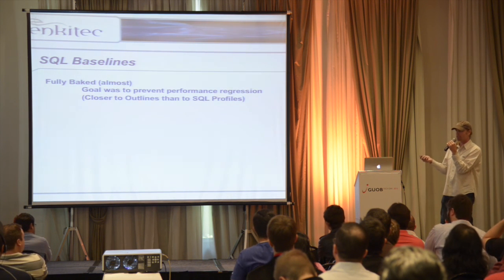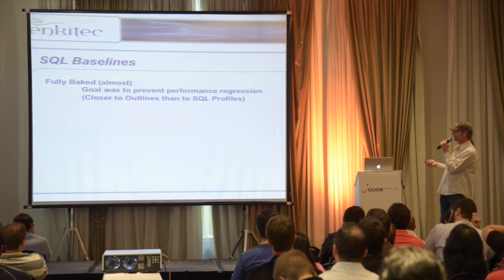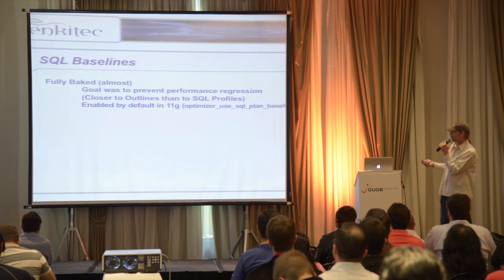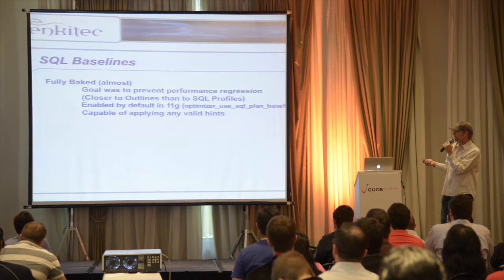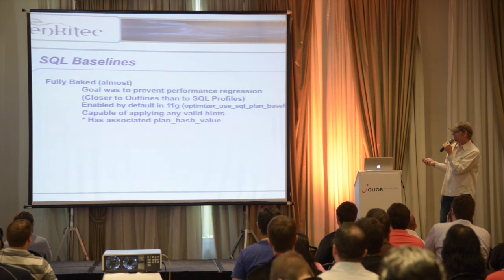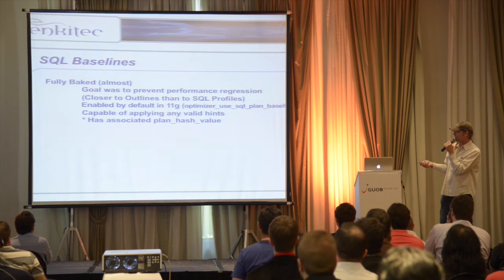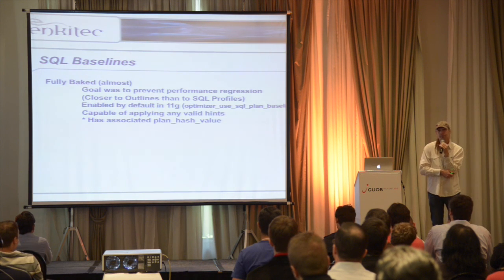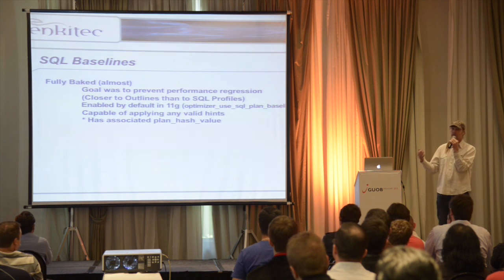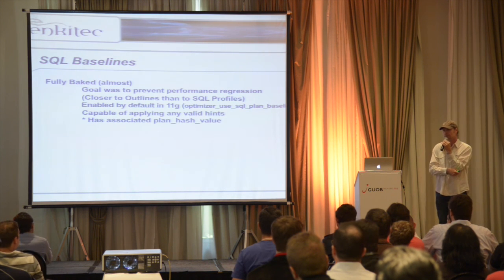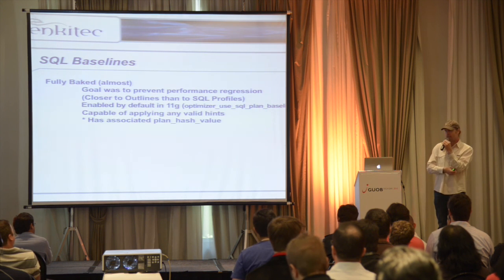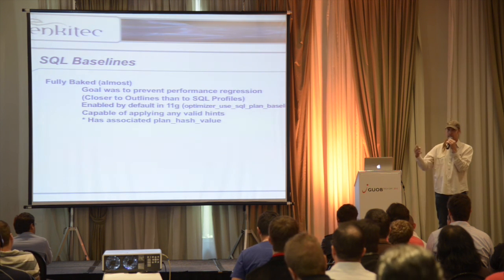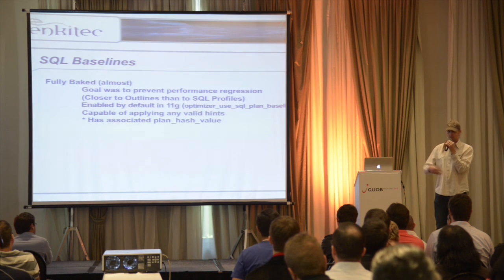So the goal is basically closer to what outlines was than it is to SQL profiles or SQL patches. They're turned on by default. They're capable of applying any valid hints. Here's the big difference. They have an associated plan hash value. So baselines know what they're trying to accomplish. Profiles, outlines, and patches, they don't have any idea. All they know is there's a set of hints. They're going to apply them when the optimization is done, and then whatever plan they come up with, they're going to run it.